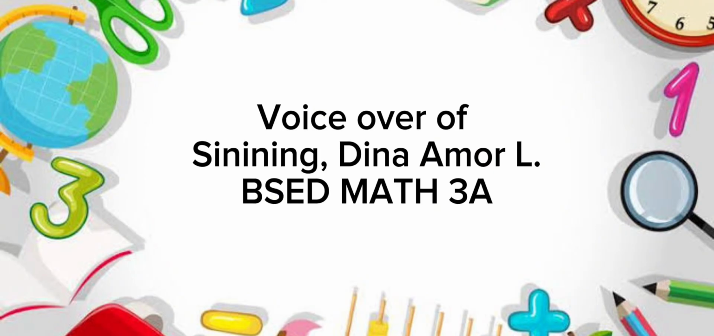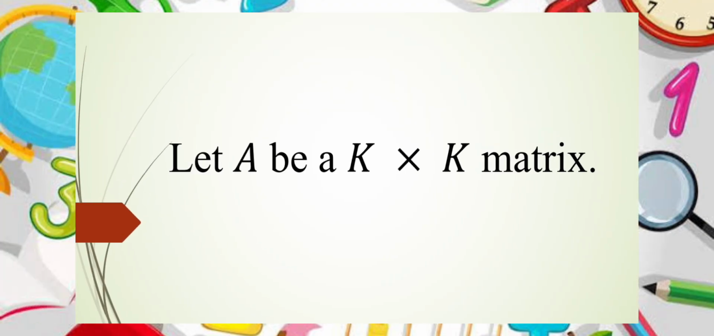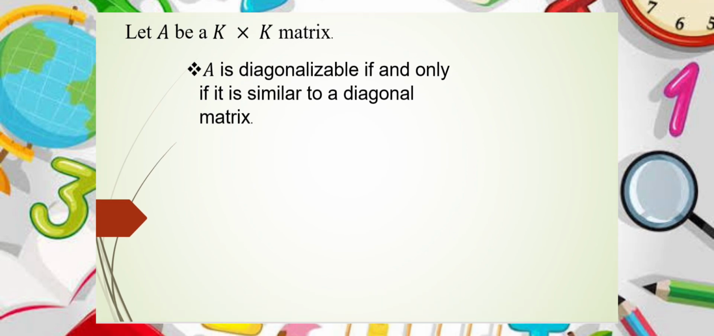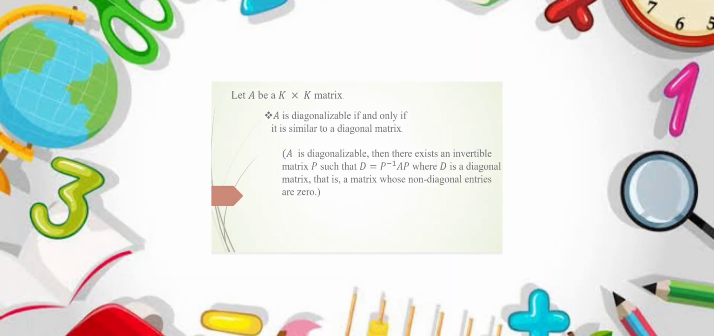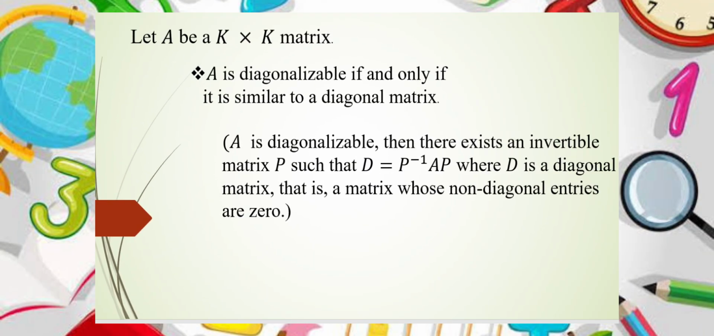So let's now proceed to diagonalizable matrix. So we can now provide a definition of diagonalizable matrix. Let A be a k by k matrix. We say that A is diagonalizable if and only if it is similar to a diagonal matrix. So in other words, when A is diagonalizable, then there exists an invertible matrix P such that D is equal to the inverse of P times AP, where D is a diagonal matrix, that is, a matrix whose non-diagonal entries are 0.